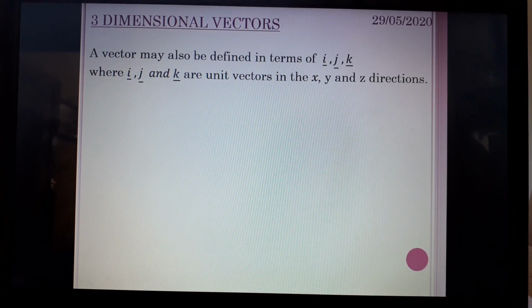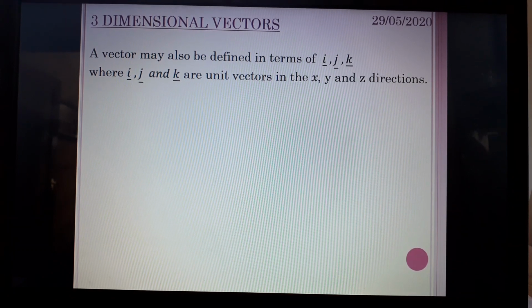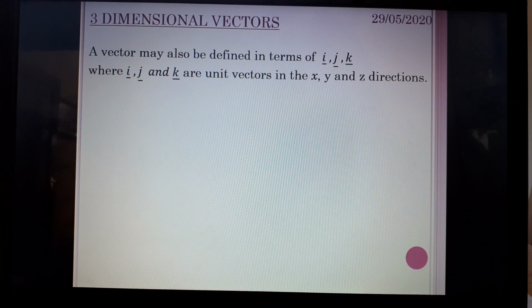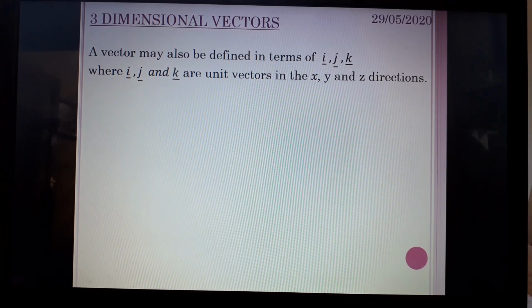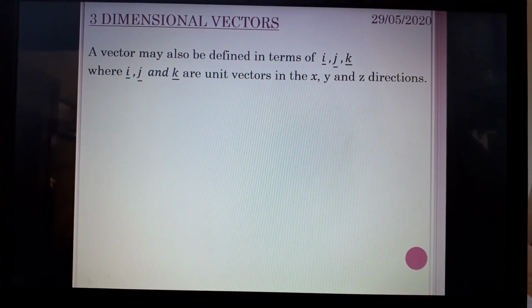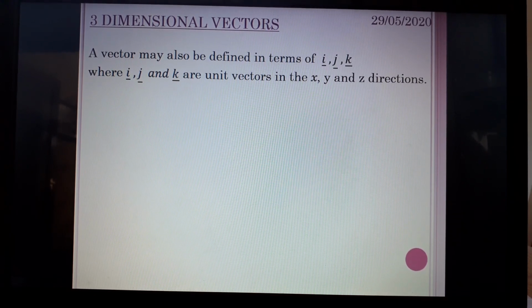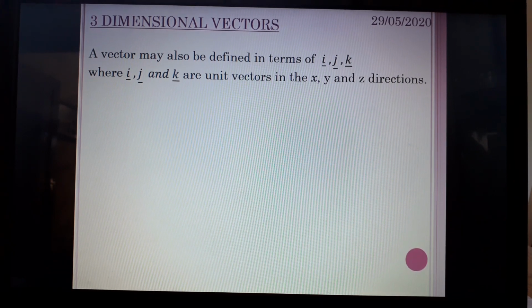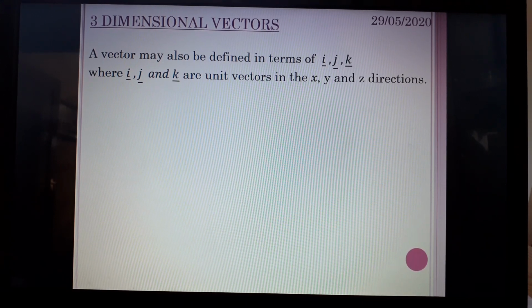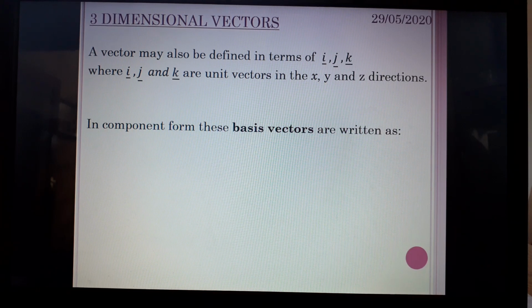Okay, now we can have a different notation for our vectors, and we can use the i, j, k notation. Now the i, j and k are unit vectors. Remember, a unit vector is one vector, 1 unit long. Unit vectors in the x, y and z direction. So the i matches up with the x, the j matches up with the y, and the k matches up with the z. They are in alphabetical order, i, j, k, x, y, z.